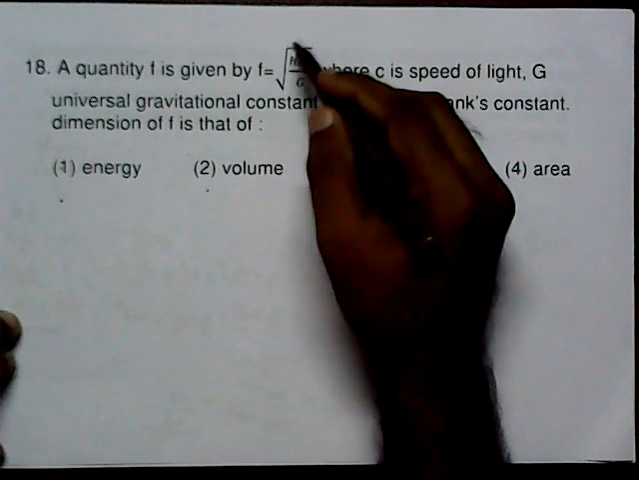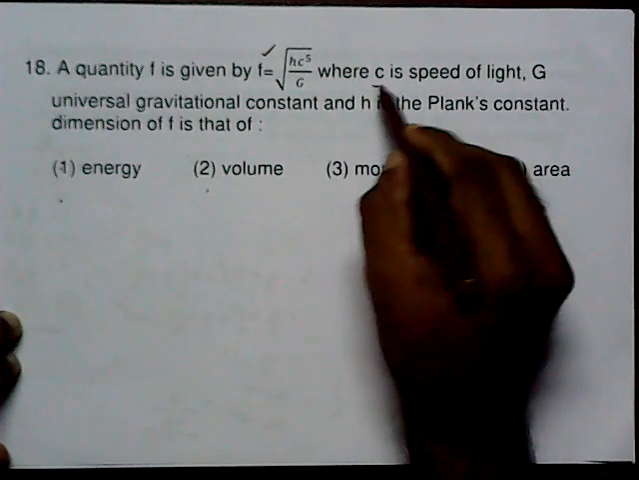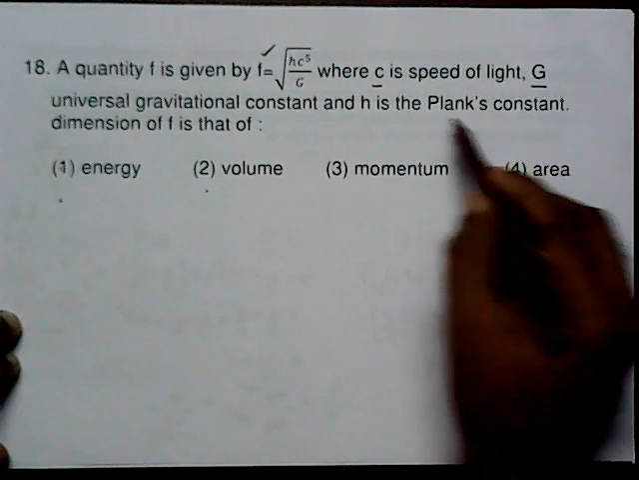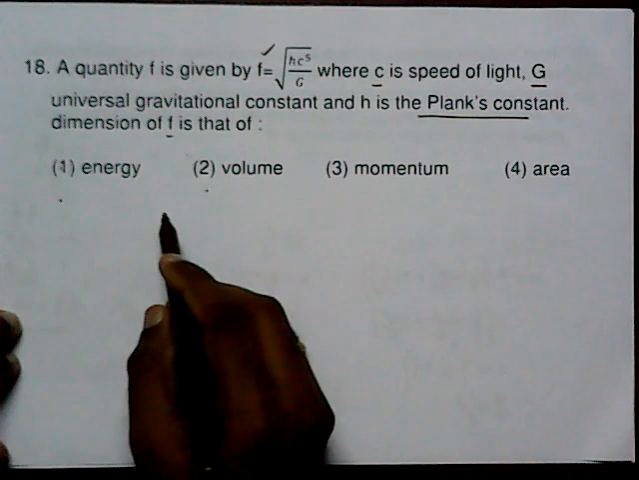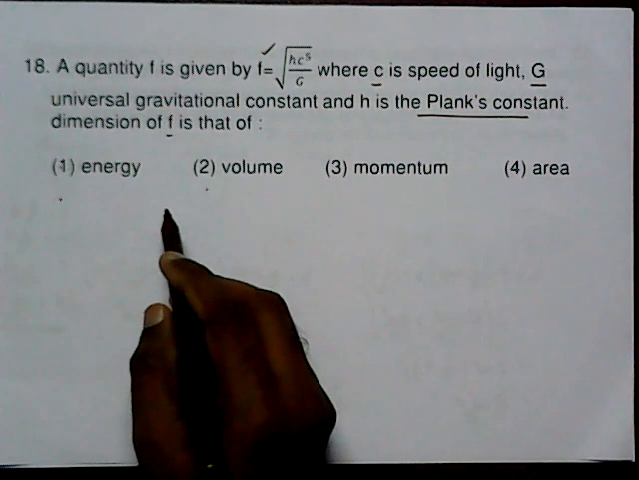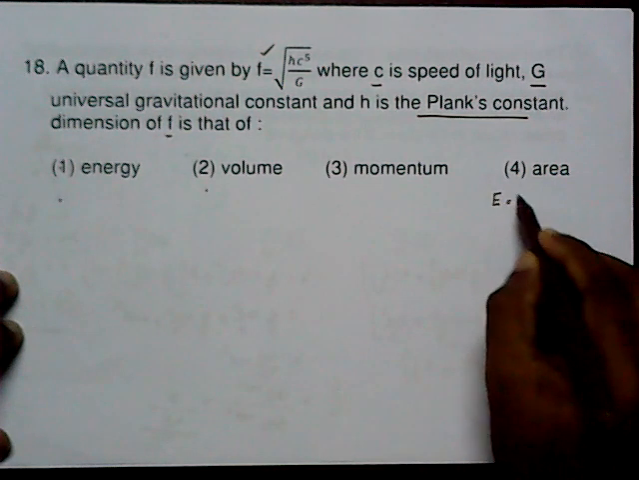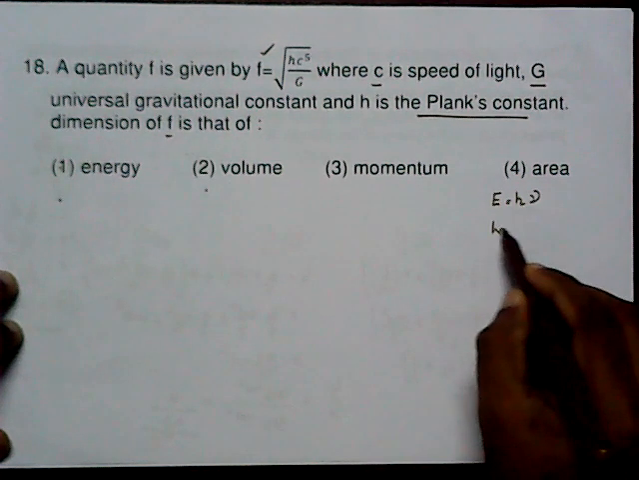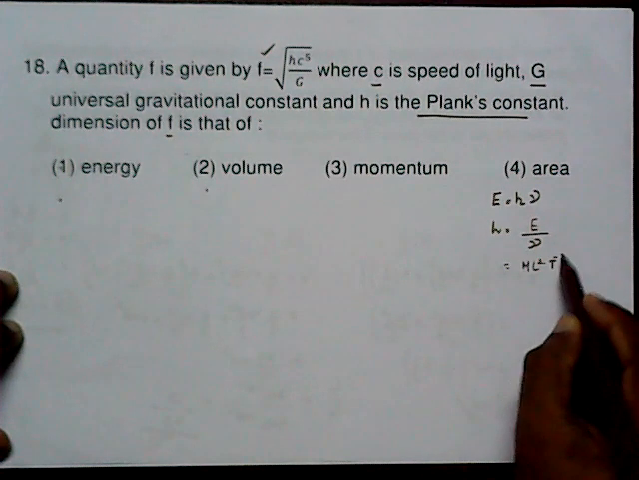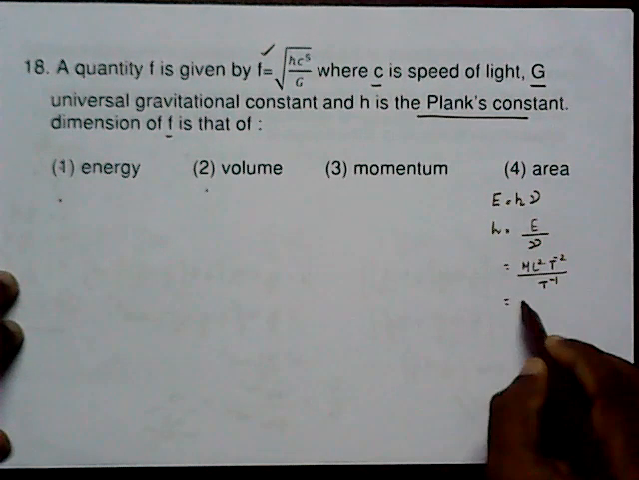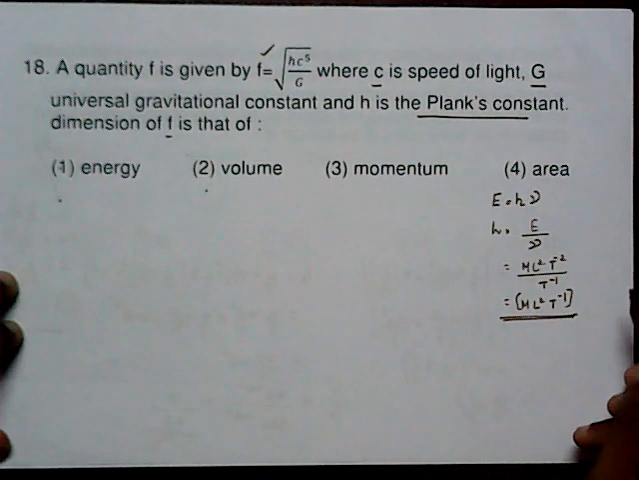A quantity is given as F is equal to root of (h c raised to 5 by G), where c is the speed of light, G the gravitational constant, and h the Planck's constant. Then the dimension of F is that. At first you know the value of h. The Planck's constant can be related with the energy, so h is equal to energy by frequency. Dimensionally, m L square t raised to minus 2 by t raised to minus 1, so m L square t raised to minus 1. So that is the value for h.